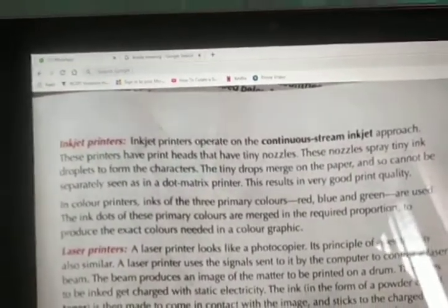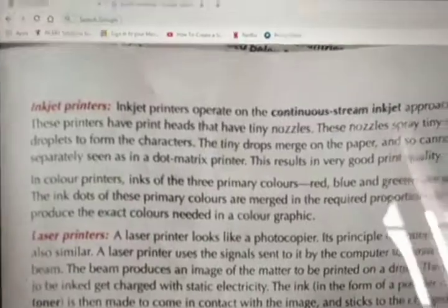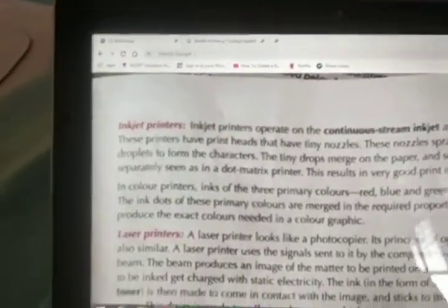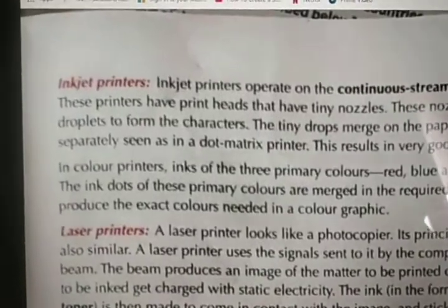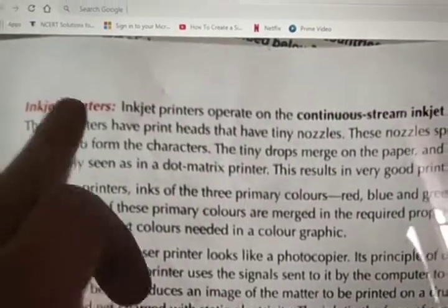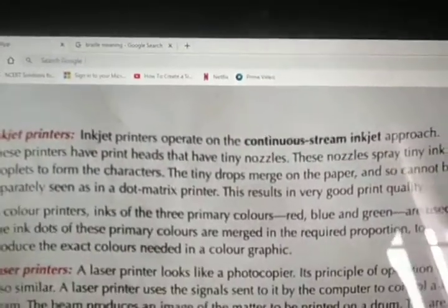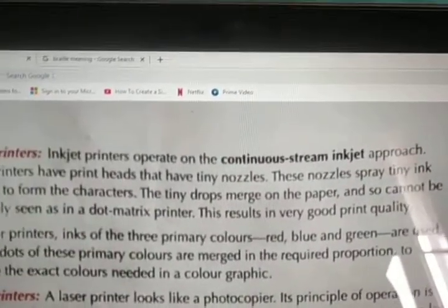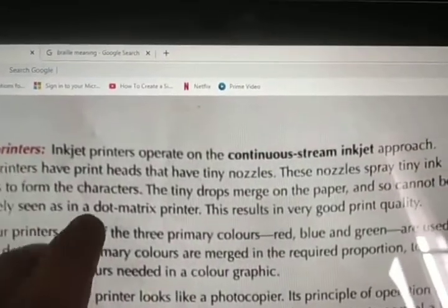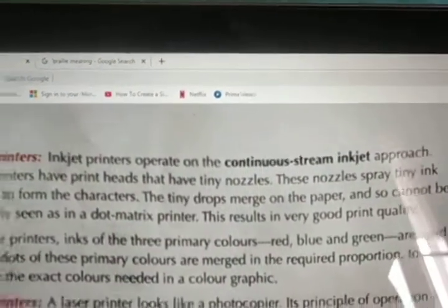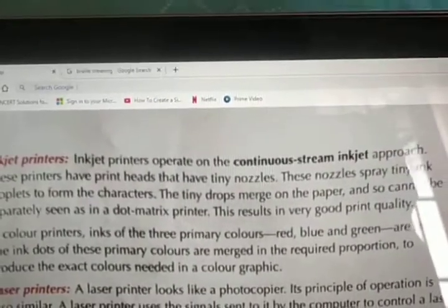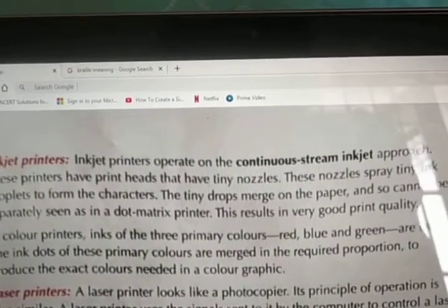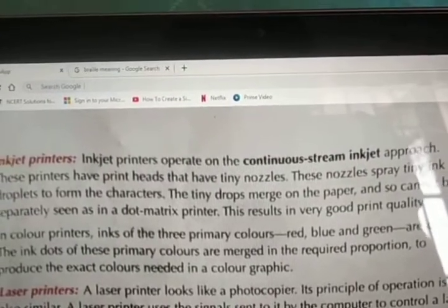Okay. That process is done inside the printer. The quality of an inkjet printer depends on the number of dots used. This one only we are seeing, right? The quality of an inkjet printer depends on the number of dots used.